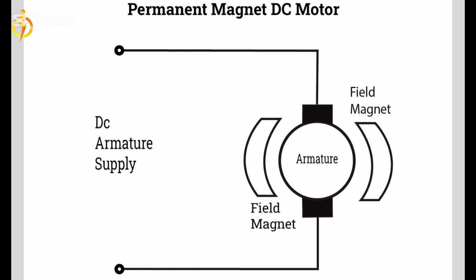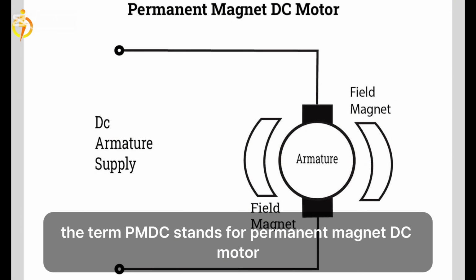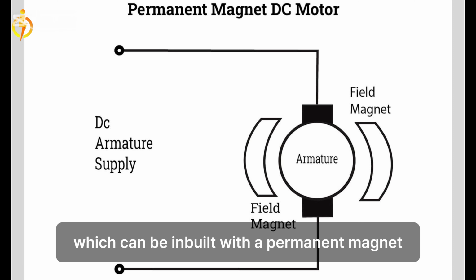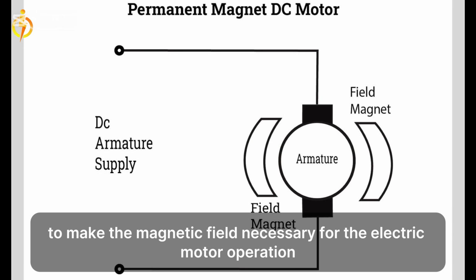PMDC motor. The term PMDC stands for Permanent Magnet DC Motor. It is one kind of DC motor which is built in with a permanent magnet to make the magnetic field necessary for the electric motor operation.